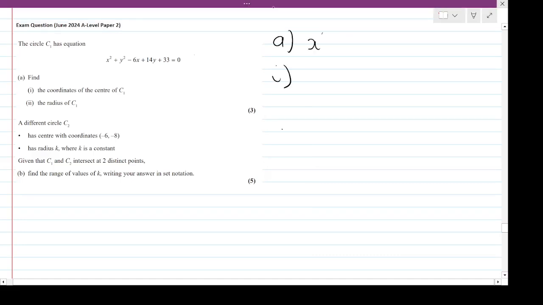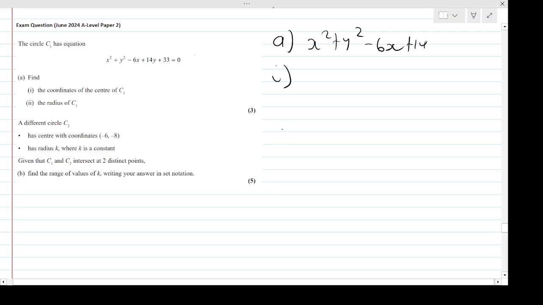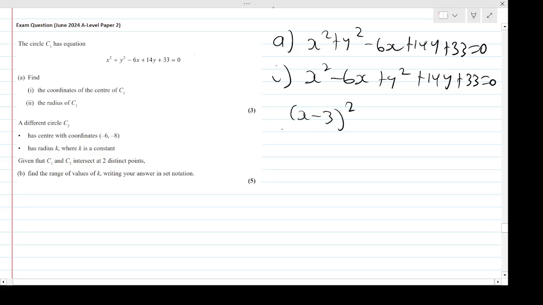Firstly, I'm going to restate x squared plus y squared minus 6x plus 14y plus 33 equals 0. To find the centre and the radius, again, we need to complete the square. So we group the x part, x squared minus 6x, add y squared plus 14y plus 33 equals 0. Completing the square on x gives x minus half of 6, minus 3, all squared, minus 9. Then for y, half of 14, plus 7, all squared, minus 49, plus 33 equals 0.